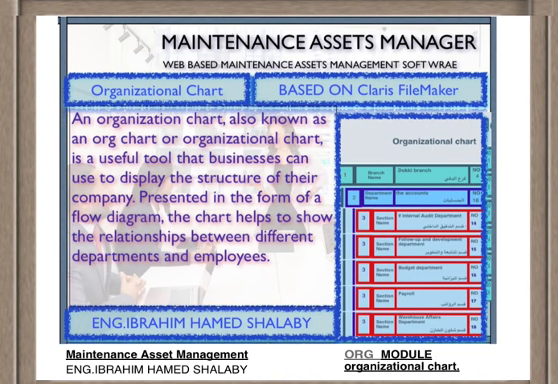An organization chart, also known as an org chart or organizational chart, is a useful tool that businesses can use to display the structure of their company. Presented in the form of a flow diagram, the chart helps to show the relationships between different departments and employees.